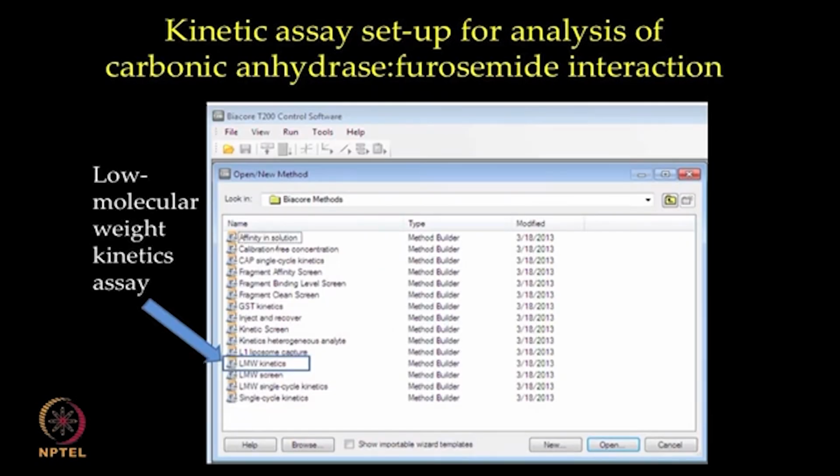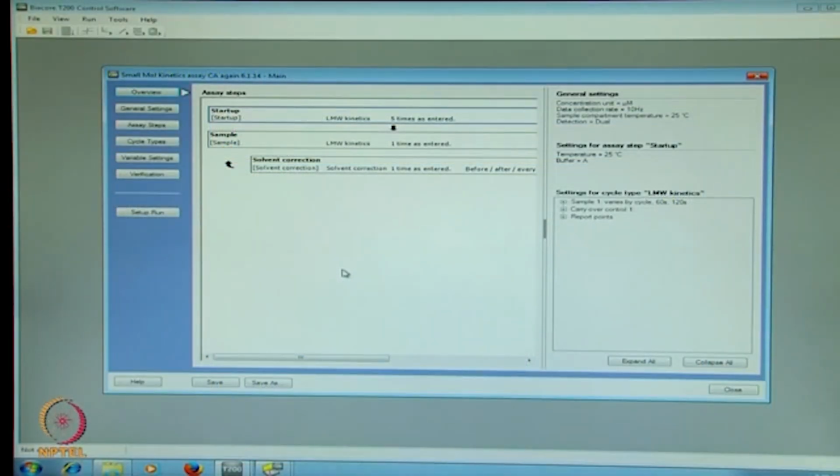With this, we proceed further with setting up of kinetic assay wizard for low molecular weight compounds to study the interaction between carbonic anhydrase and furosemide. We now see how a small molecule kinetic template is set up. Similarly, here as well we have the startup. We have a sample flown at least once on the surface and a solvent correction with 8 different solvent correction points set here.